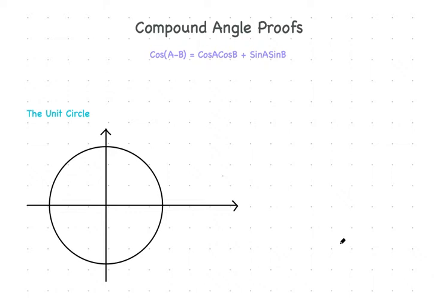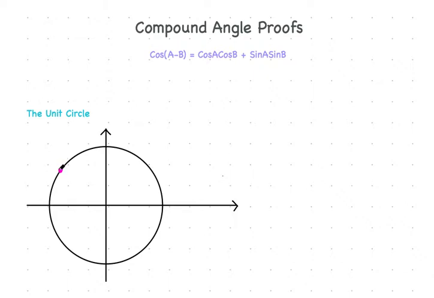So this proof starts by drawing out the unit circle, and what we know about the unit circle is that the radius of the unit circle is 1 unit in length, and that any point on the unit circle could be described in terms of a rotation about the unit circle. So let's take a look at what that means.